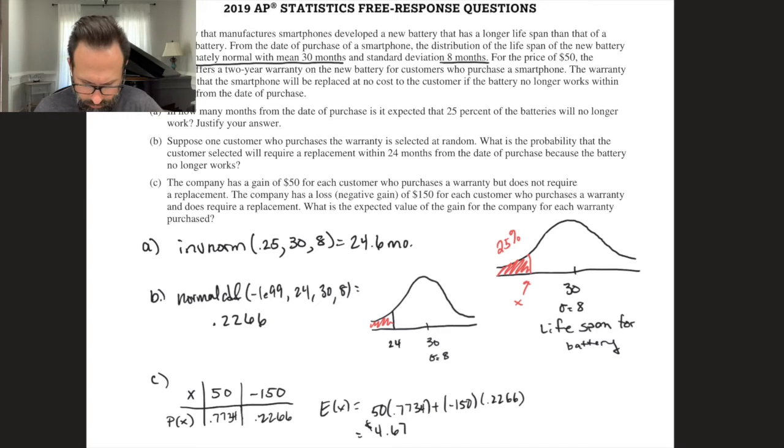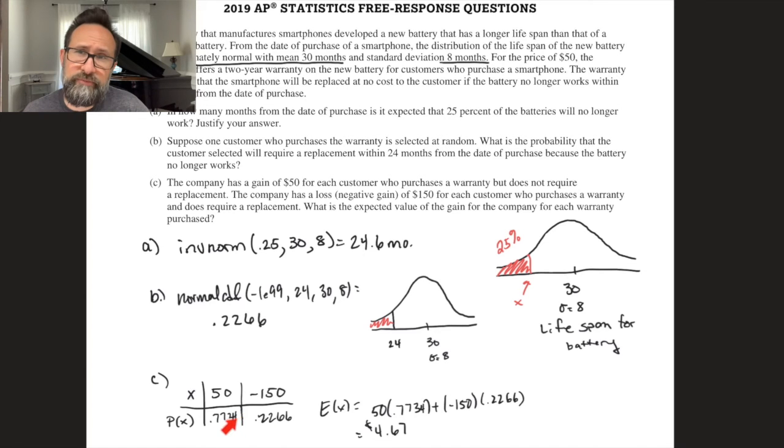So what's the probability? Well, what percentage of people are going to need a new battery? What percentage of people's batteries lasted less than 24 months? I found that in part B, so that's 22.66%. So if that battery is bad, I'm going to have this situation happen. To get the other side, I just subtracted from 1. You could have used some other stuff with inverse norm or normal CDF, I guess, and you found it, but that was overkill. You didn't need to do that.